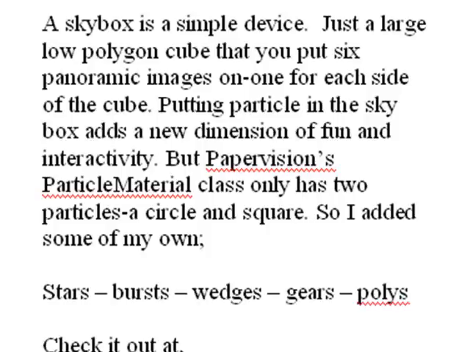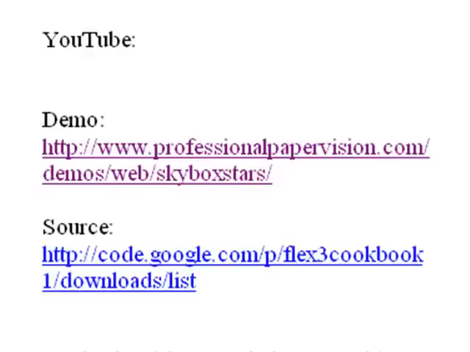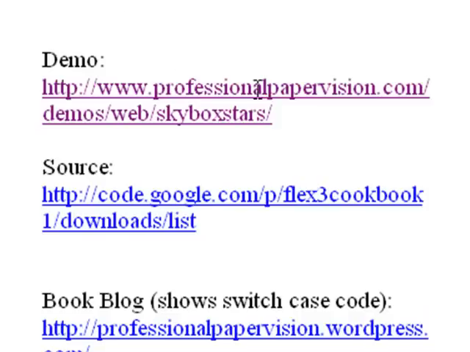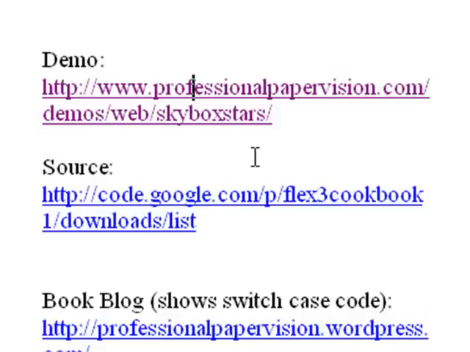So what I'm going to do in this presentation is basically go through how this was created. There is a YouTube video, which we're doing right now. There's a demo. You can check the demo out at www.professionalpapervision.com/demos/web/skyboxstars. The source code is on Google Code at Flex3 Cookbook 1 downloads list.